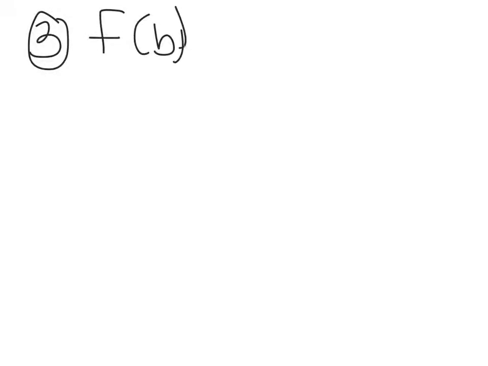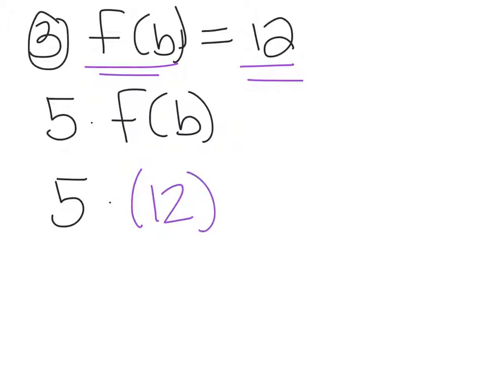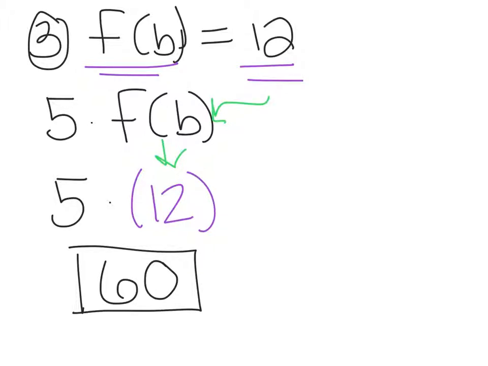So number 3 sounds a little bit tricky, but really it's not at all. Number 3 says that if we have f of b equals 12, they want us to find the value of 5 times f of b. Well, we know right here that f of b is 12, so let's read what we have. I have 5 times just 12, because f of b is 12, and so instead of writing f of b, I'm going to write 12. And so 5 times 12 is just 60, and that's the answer to number 3.